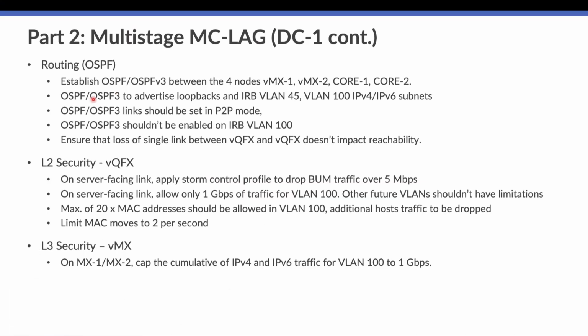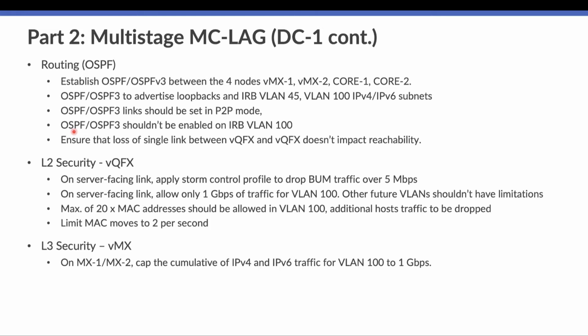For OSPF version 2 and version 3, we need to advertise the loopbacks, and we need to have the IRB VLAN 45 and VLAN 100 subnets. IP version 4 and IP version 6 subnets are all being advertised inside OSPF. OSPF version 2 and OSPF version 3 links should be set in point-to-point mode.